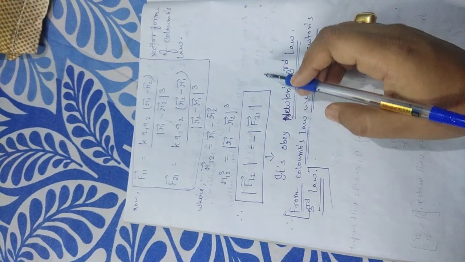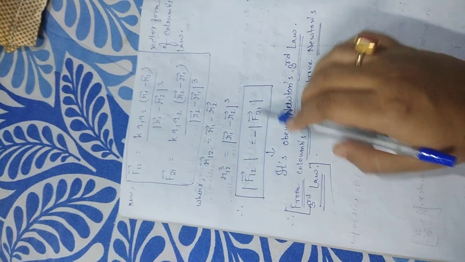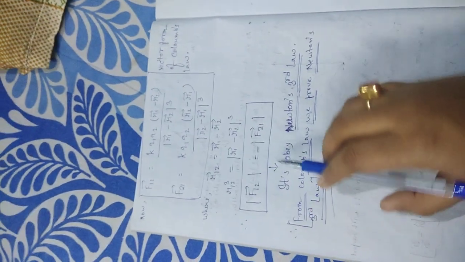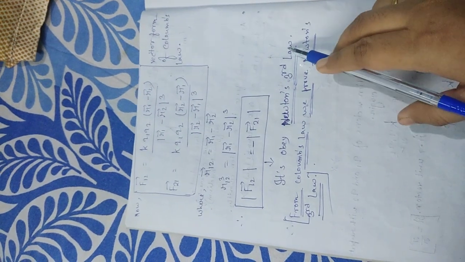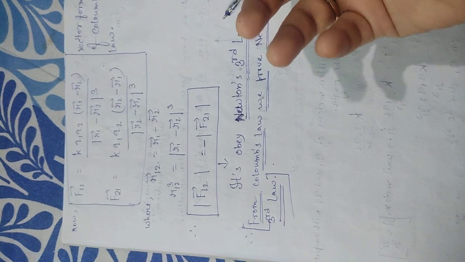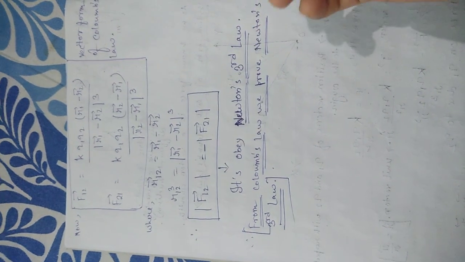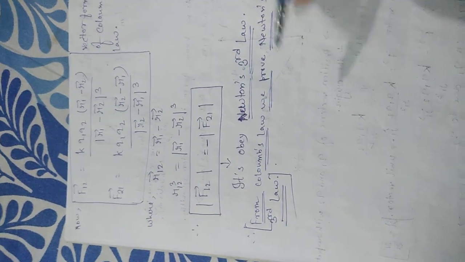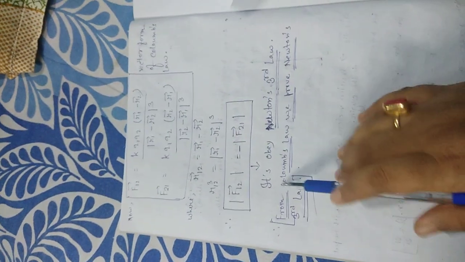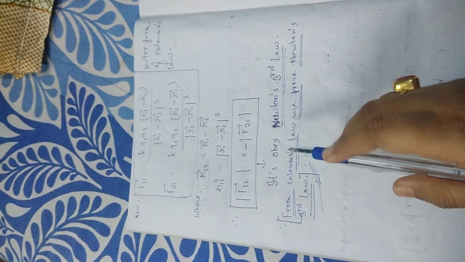Action and reaction. Opposite of action is reaction. So this is nothing but Newton's third law. So we say that Coulomb's law also obeys Newton's third law. If any question is there to prove that Coulomb's law obeys Newton's third law, or to prove Newton's third law from Coulomb's law, we derive all this. Understand? Thank you.